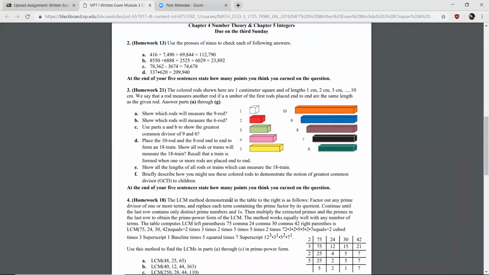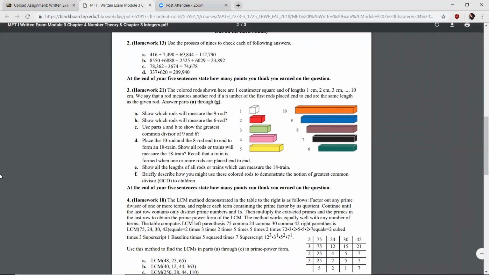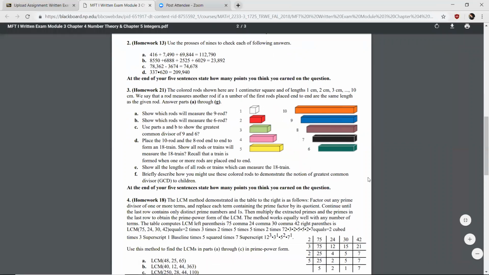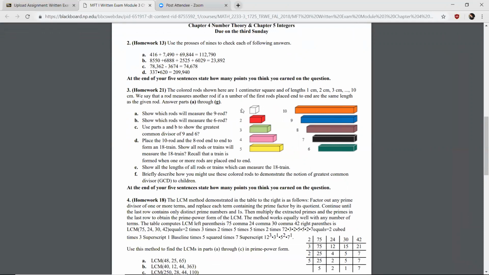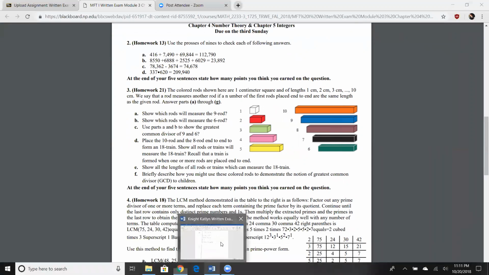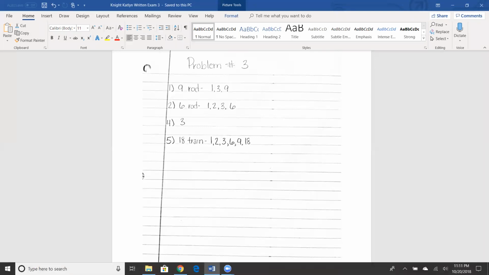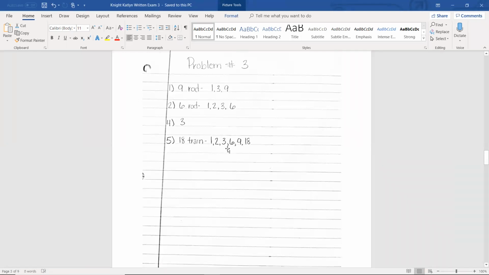And then for the letter D, this is creating a train, and that'd be if we put 10 and 8 together. So we just pretend that it's 18, and then we can find the factors that go into 18, which would be 1, 2, 3, 6, 9, and 18. And then, of course, this shares a greatest common denominator with 9 and 6, number 1 and number 2.